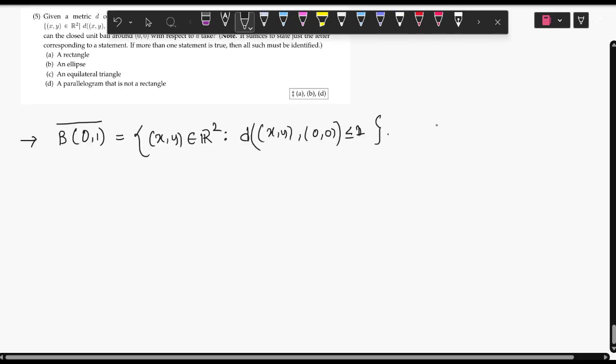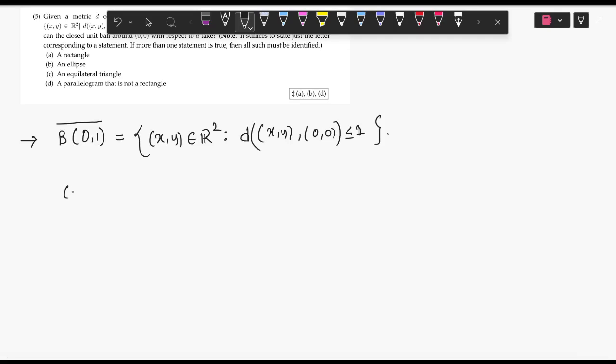First of all, let's talk about norms on R2. If we have an element (x, y) belonging to R2, instead of the L2 norm, let's first discuss the L infinity norm. The L infinity norm of (x, y) is defined as the maximum of mod x, mod y. This is a norm on R2.